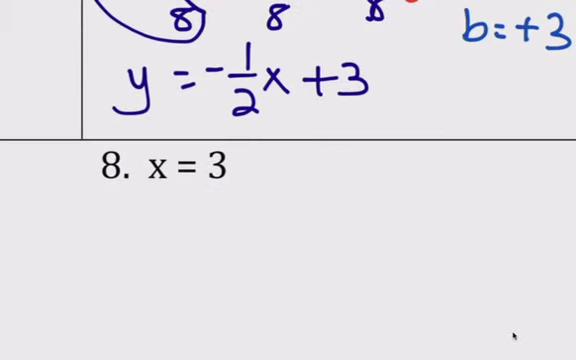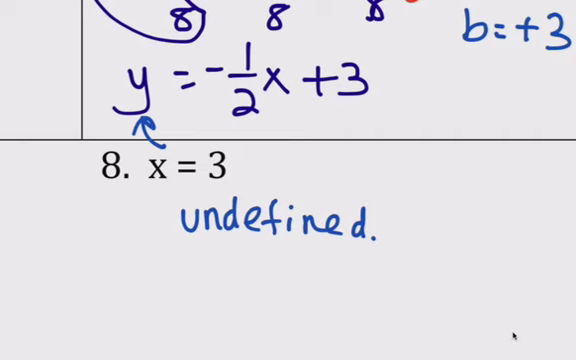Okay, last one. There's no y to make it y equals, so when that happens, this is called undefined. Because there's no y there, it shouldn't equal anything, it's only x.